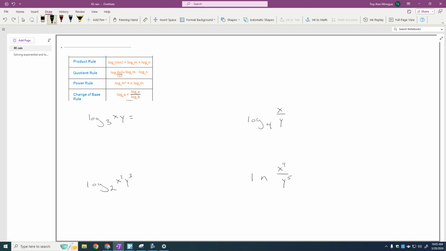If you have not copied this down, you want to hit pause and copy that down so that we can use those and refer back to them. So I'm going to give you a second, hit pause, and copy down those properties.